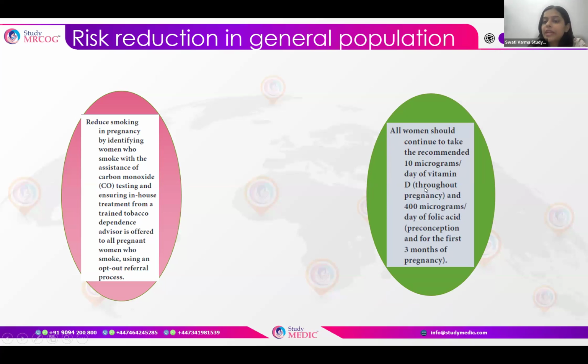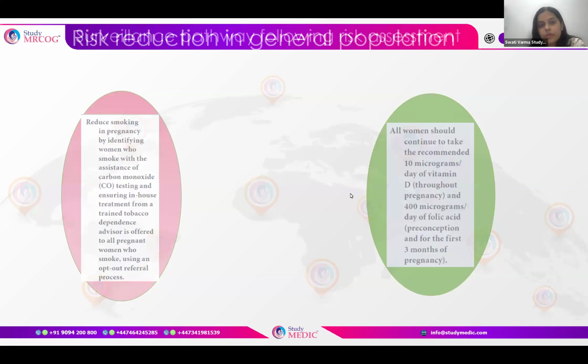Another important thing which they have mentioned as a risk reduction strategy is that all women should continue to take the recommended 10 microgram per day of vitamin D throughout pregnancy. Remember, vitamin D dose in pregnancy is 10 microgram every day, and 400 microgram per day of folic acid in low-risk women, means, of course, preconception and at least for the first 3 months of pregnancy. So these two are routine risk reduction factors which they advise. Increasing the dose of vitamin D or folic acid in low-risk women has no otherwise effect on reducing the incidence of SGA or FGR. So this dose you all need to remember.